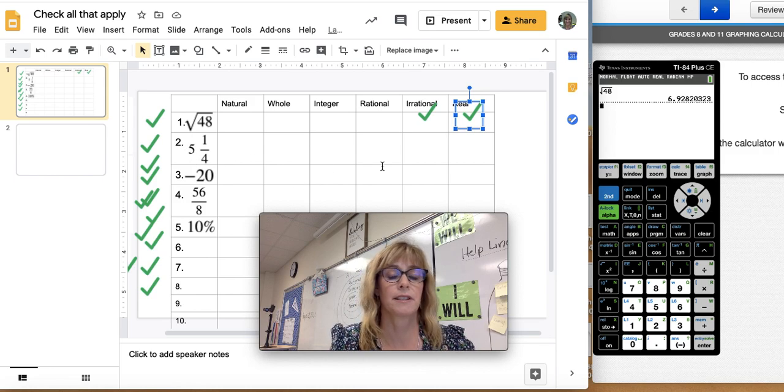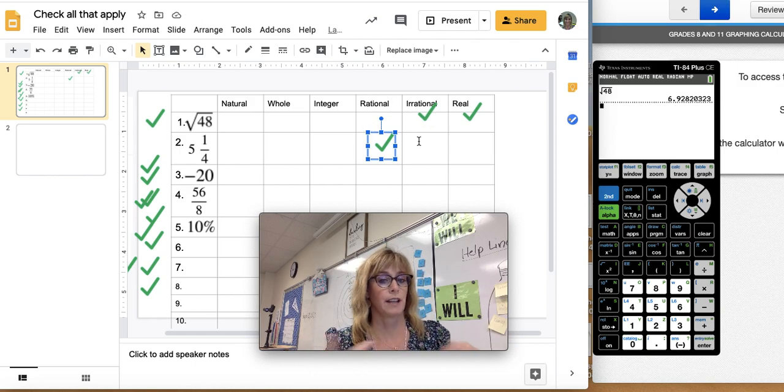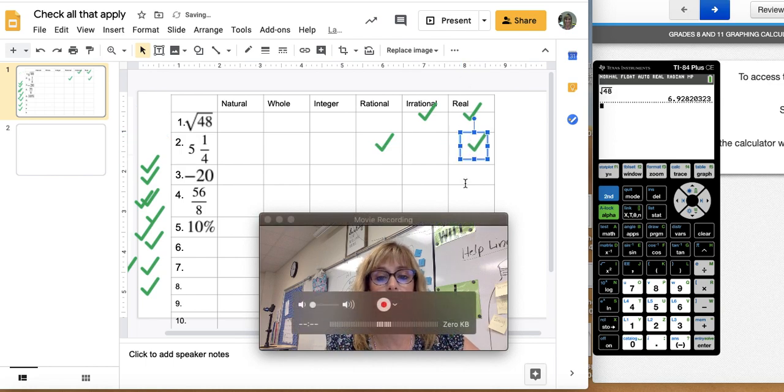The next number is 5 1/4. Now, this is a mixed number, and it's not a whole number. It's not a natural number. An integer has to be a positive or negative whole number. So it would be a rational number. If a number is rational, it's not irrational. These two do not intersect. So we're not going to check irrational if we check rational. And then it's also going to be real. Everything in the real column should be checked.